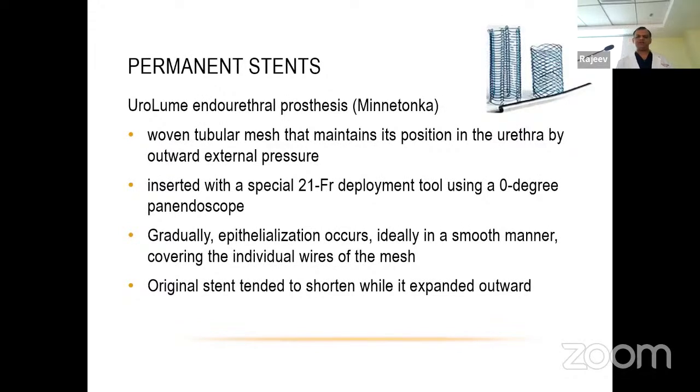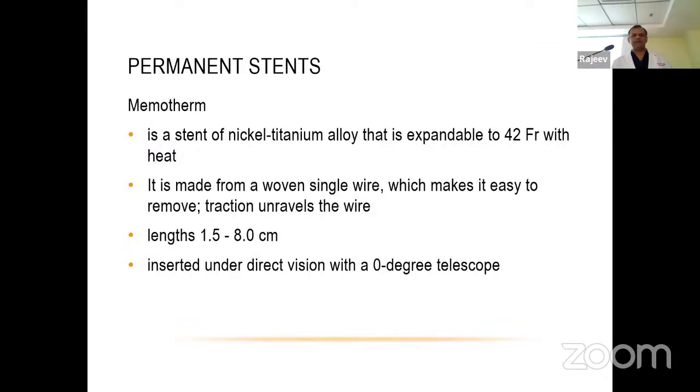Among permanent stents, Urolume is commonly used. It is an endourethral prosthesis, a woven tubular mesh that maintains its position in the urethra by outward external pressure. It is inserted with the help of a deployment tool under a 0-degree pan endoscope. It gradually epithelializes, ideally in a smooth manner, covering the individual wires of the mesh. The original stent tended to shorten as it expanded outwards.